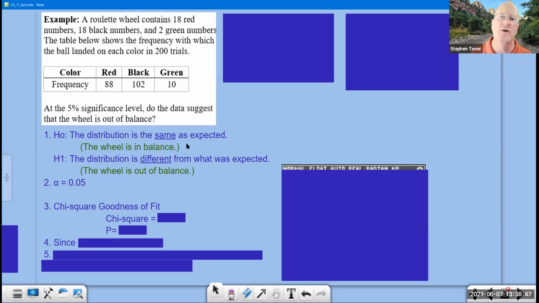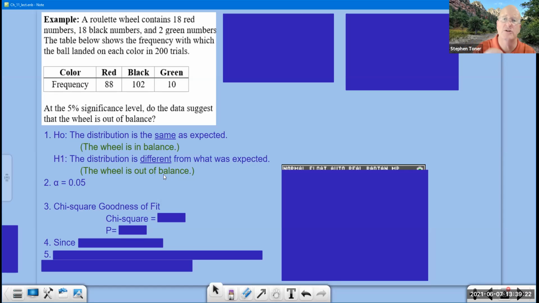However, if we get into the vocabulary of the problem, it's asking, is the wheel out of balance? If the distribution is the same, if we are getting in our observed values what we were expecting, then the wheel is in balance. But if what we are observing does not match our expected values, then the wheel is out of balance. So if you're a little bit braver, you would use the vocabulary from the question itself and maybe go with the green way of writing the null and alternate hypothesis instead of the blue way.